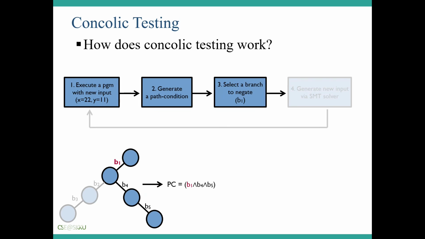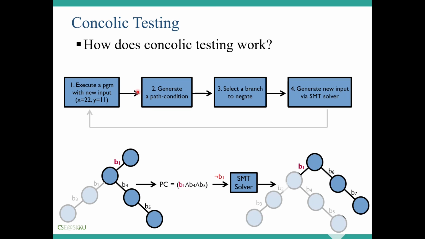Then we choose one of the 3 branches. For example, suppose that we choose B1 this time. Then we negate the selected branch B1, feed it to the SMT solver, generate a new input, and execute the program with this new input. So in this way, by repeating these 4 steps, concrete testing systematically generates test cases.